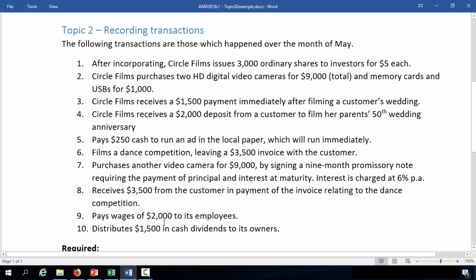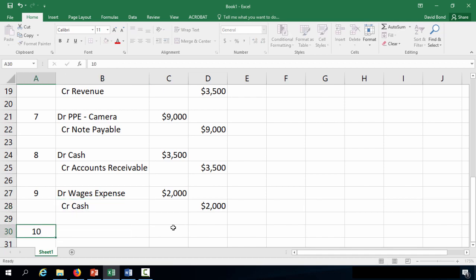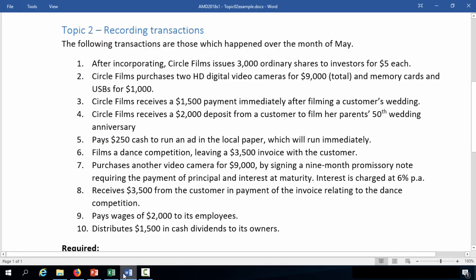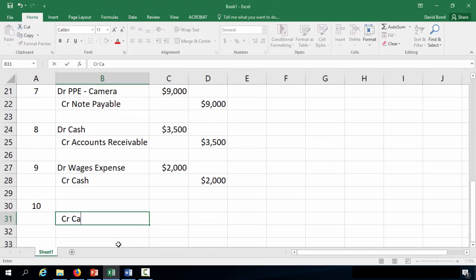Nine, we pay wages, or they pay wages of $9,000 to their employees. So cash is going out of $2,000. And debit wages expense. And finally, distributes $1,500 in cash dividends to owners. So cash is going out.